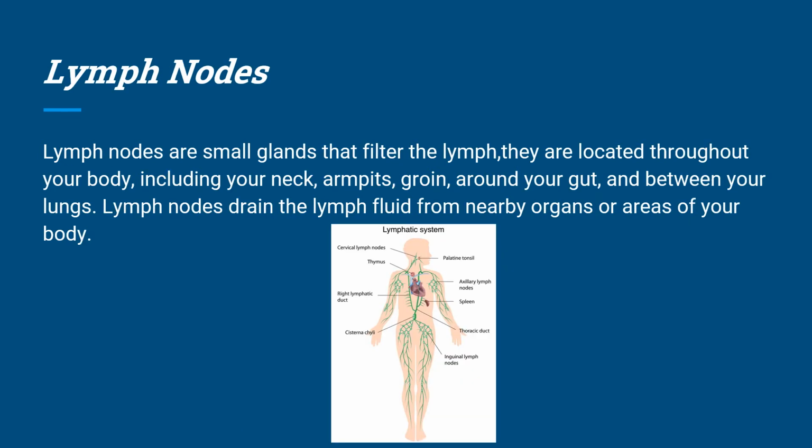Lymph nodes. Lymph nodes are small glands that filter the lymph. They are located throughout your body, including your neck, armpits, groin, around your gut, and between your lungs. Lymph nodes drain the lymph fluid from nearby organs or areas of your body.